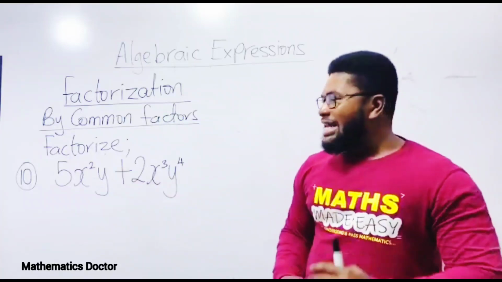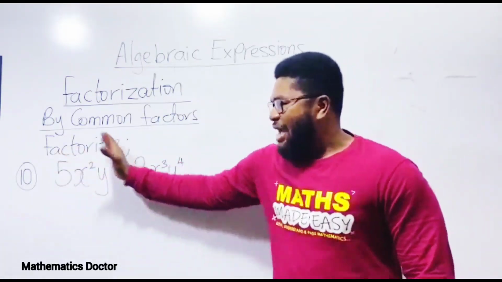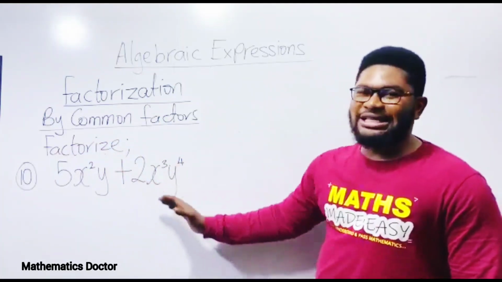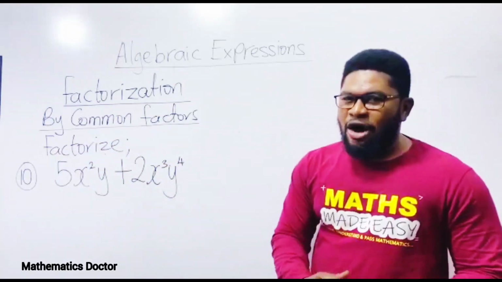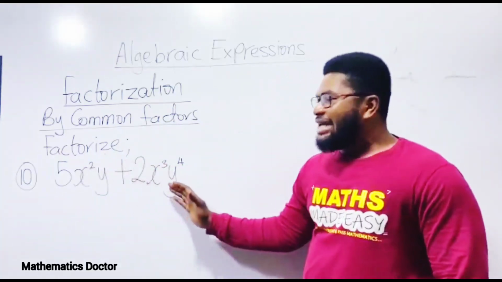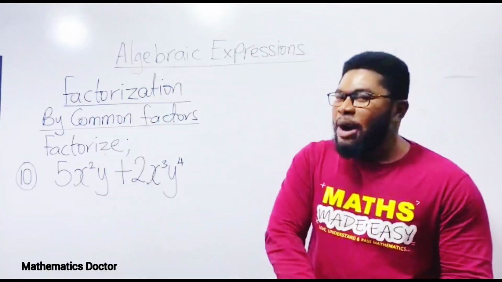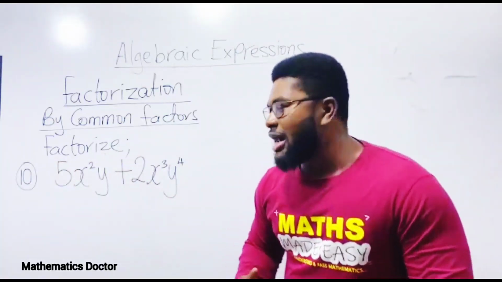So let's move on to the next variable, which is x squared. X squared is in the first term and x cubed is in the second term. Now the highest common factor for the x in the first and second term will be x squared. Since x squared has the least power, we will factorize x squared out.